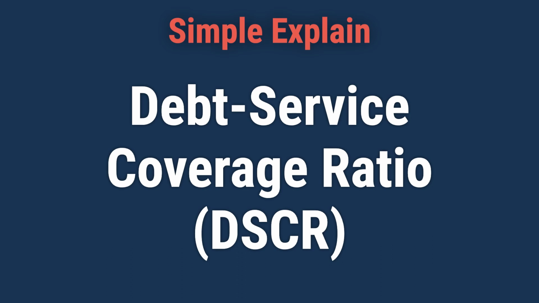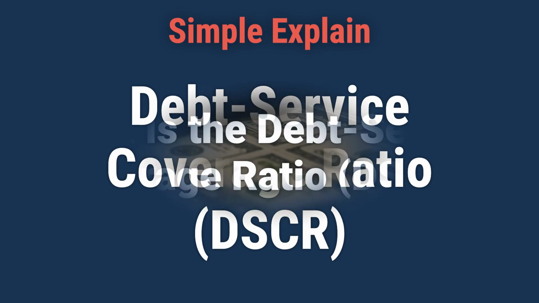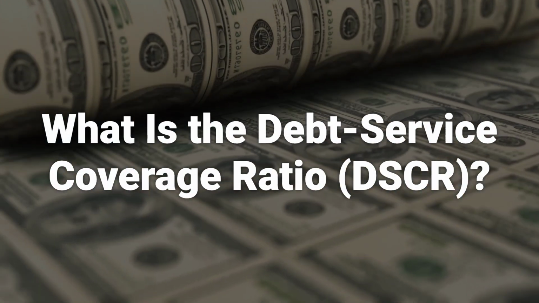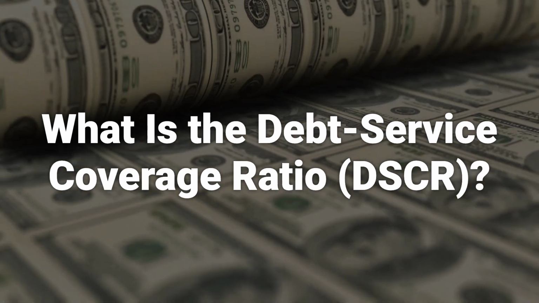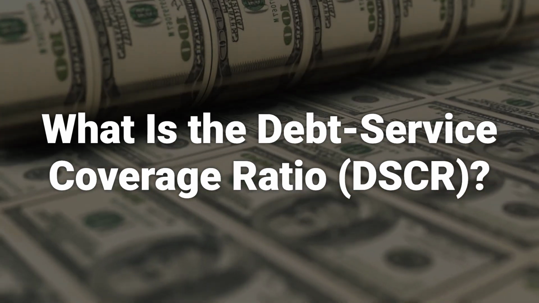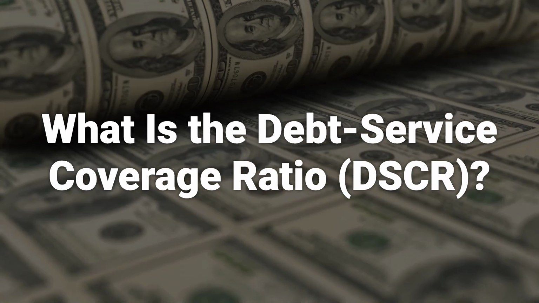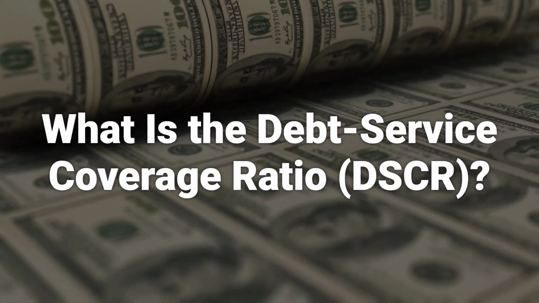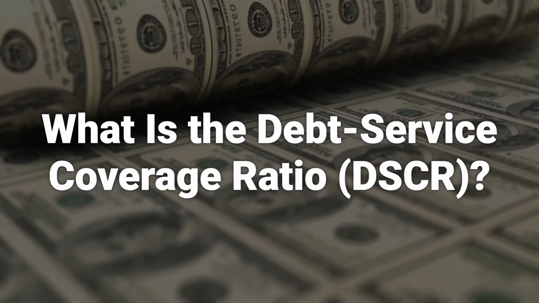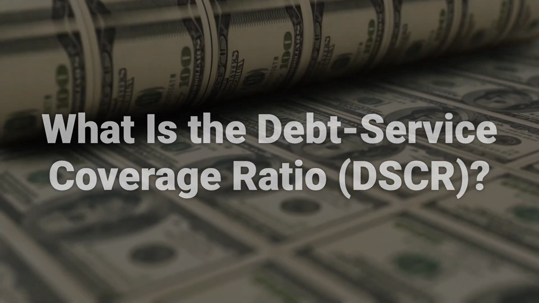Hi. Let's learn about the debt service coverage ratio, DSCR. The debt service coverage ratio measures a firm's available cash flow to pay current debt obligations. The DSCR shows investors and lenders whether a company has enough income to pay its debts. The ratio is calculated by dividing net operating income by debt service, including principal and interest.